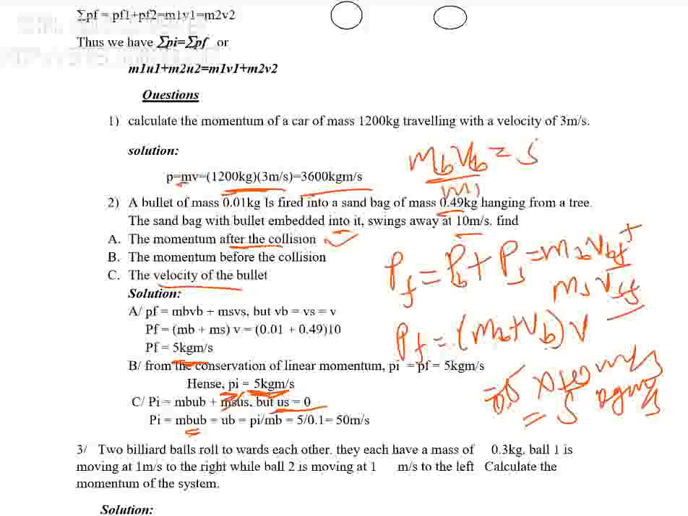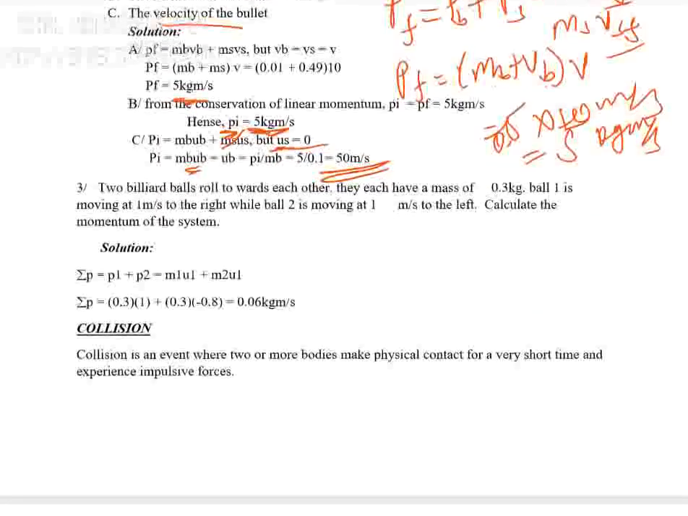And from this, mass of the bullet over mass of the bullet cancels out. Finally, velocity of the bullet is equal to 5 over the mass of the bullet, 0.01. When you divide this, you get 50 meters per second. Okay, question number 3.